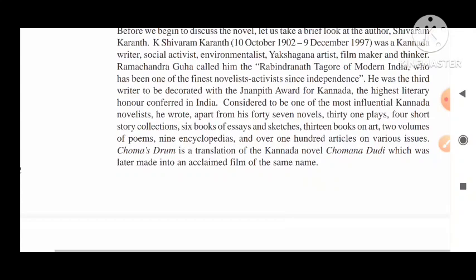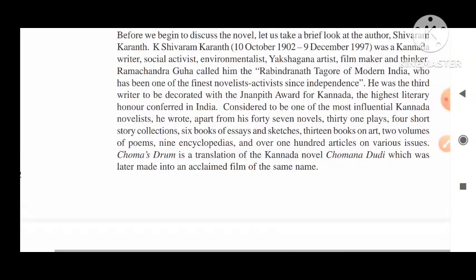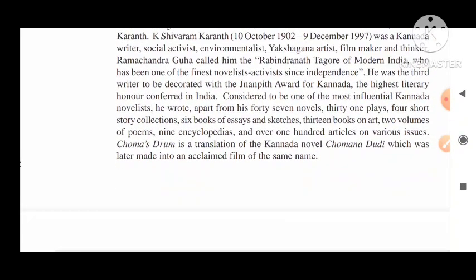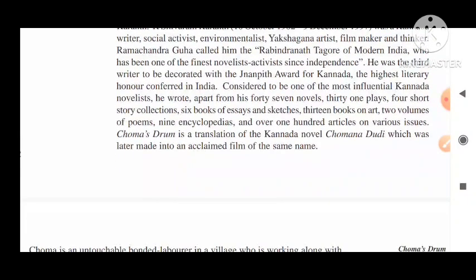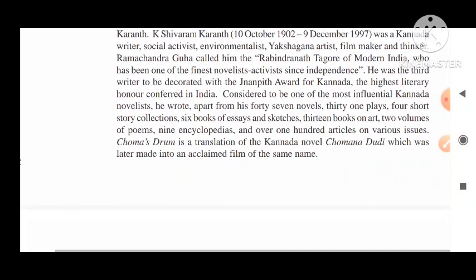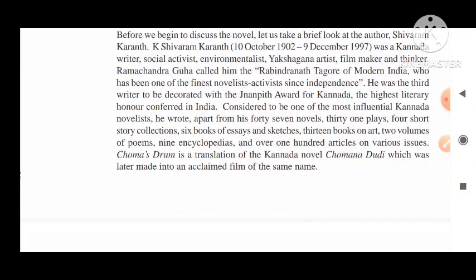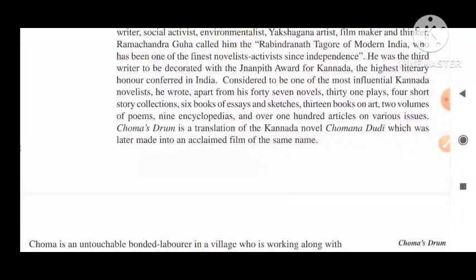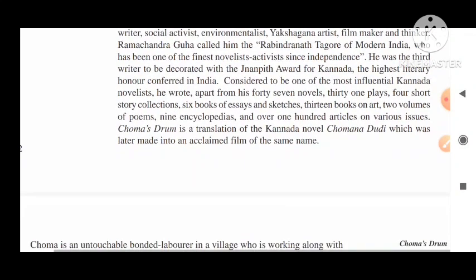He was the third writer to be decorated with the Gyanpith Award for Kannada, the highest literary honor conferred in India. Okay, third writer to be decorated with the Gyanpith Award for Kannada.